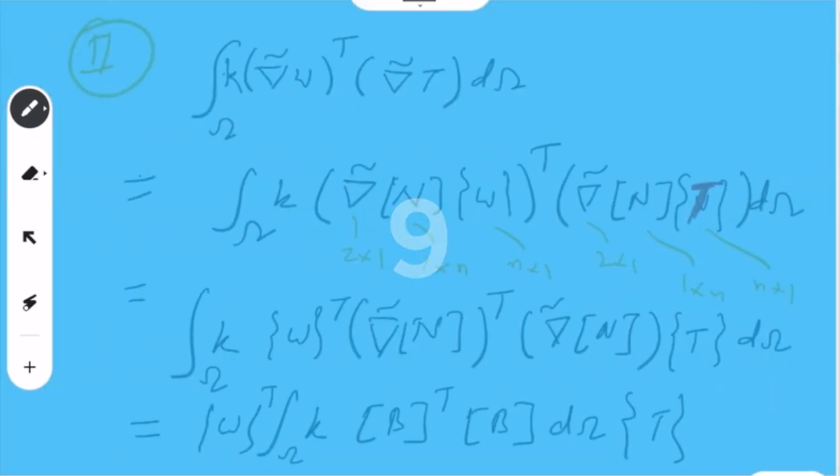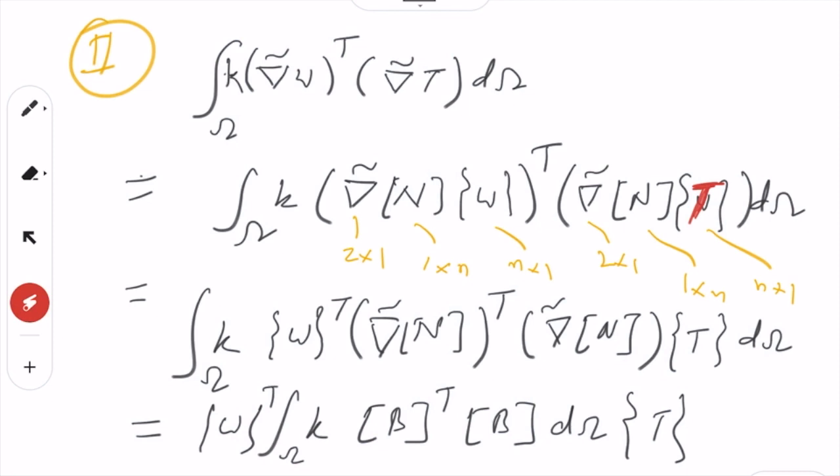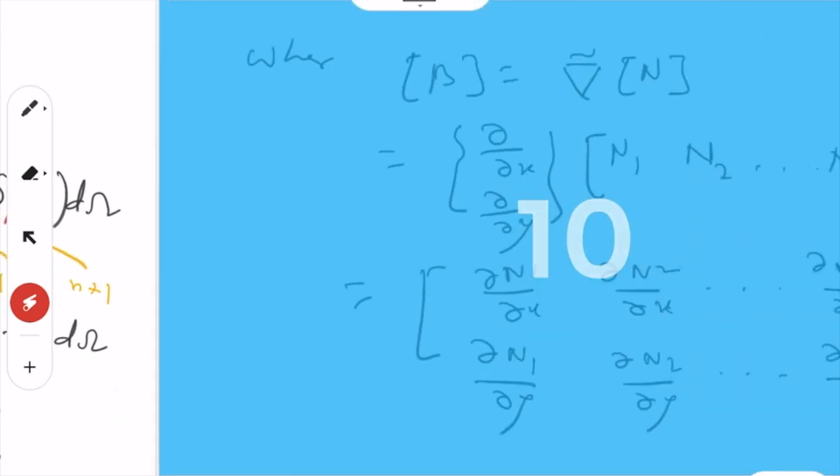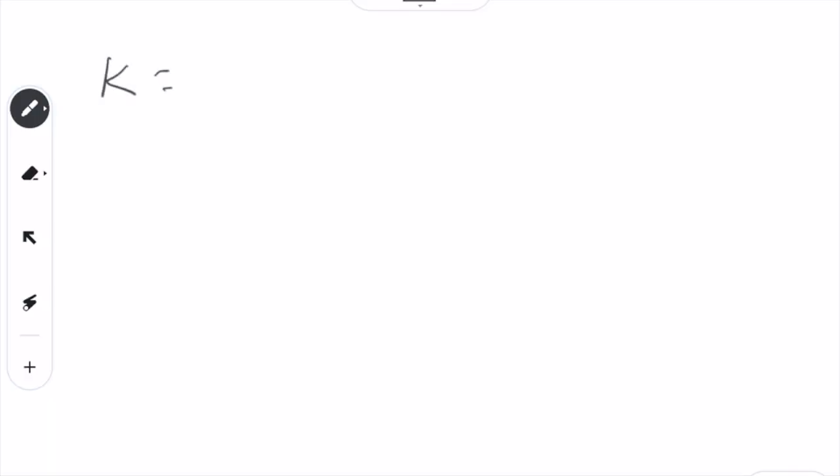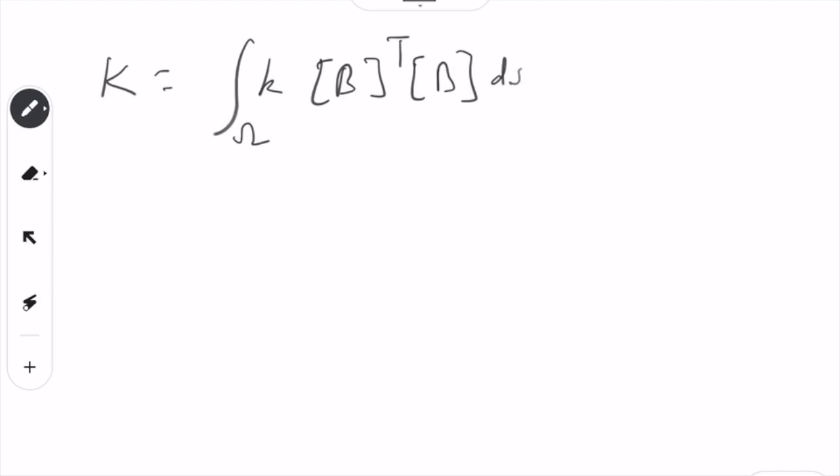So here this one is the K matrix. Basically the big K matrix you will write as small k, and then integral of B transpose B d omega. This is the big K matrix.